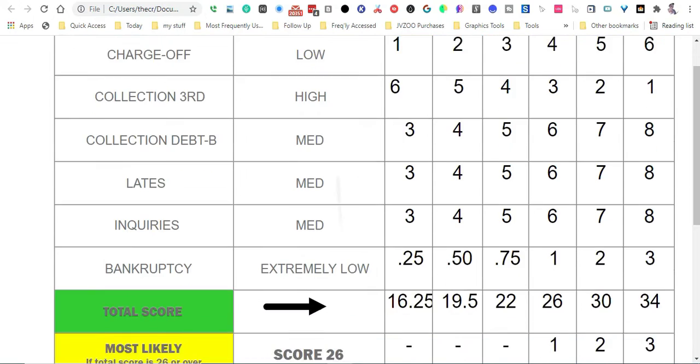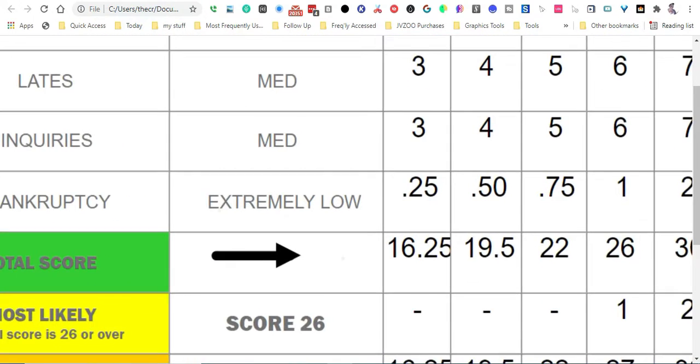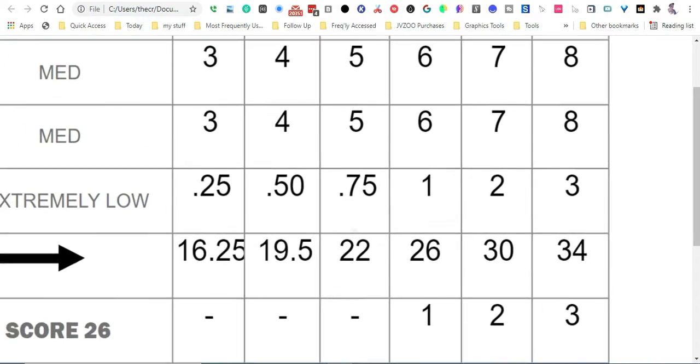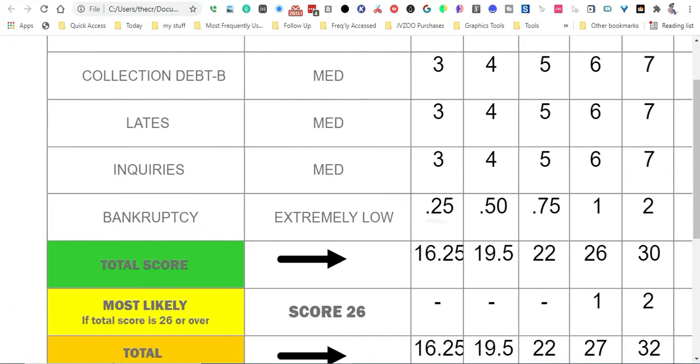Now, here's the most difficult, bankruptcy, extremely low probability. We don't even have a 1 at round 1. We have a 0.25 and it runs up to 3, which means that your highest probability for removal is going to be at round 9 or 12.